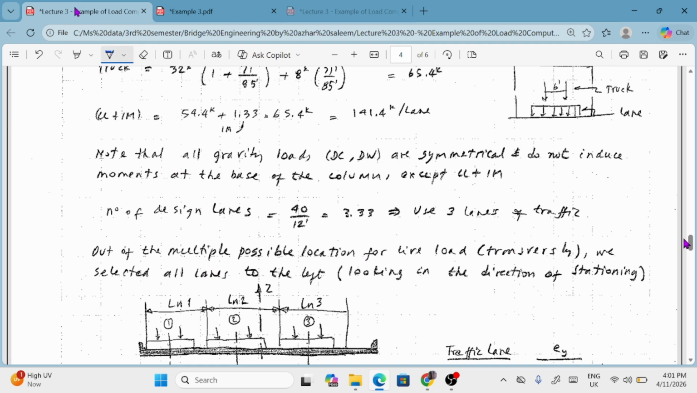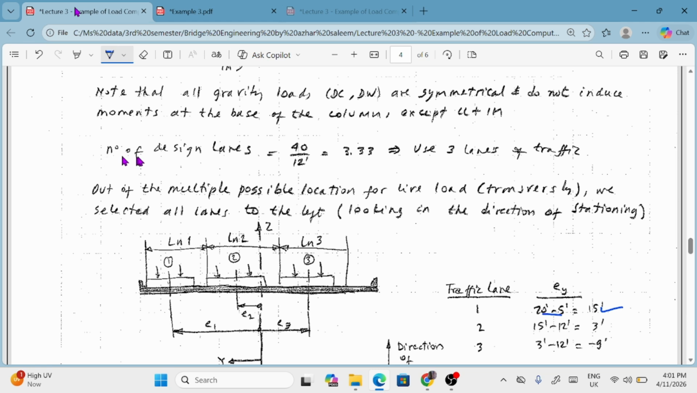For that, we will calculate and compute the lanes. How many lanes can you fit in this 40 feet wide deck or bridge? The number of design lanes is 40 divided by 12 feet. We divide the total width of the bridge by 12 feet to get the design lanes of traffic. So this is 3.33, and we use 3 lanes of traffic.